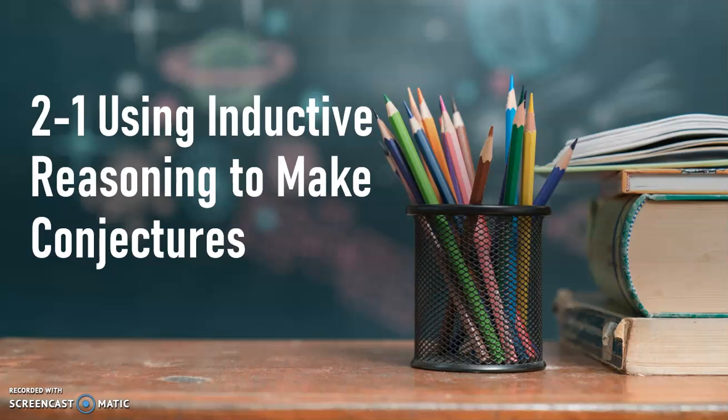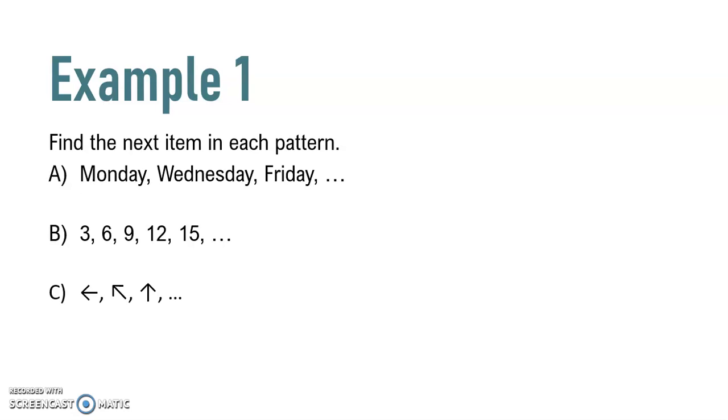But let's see. Example 1, we're asked to find the next item in each pattern. In part A, they give us Monday, Wednesday, Friday. They want you to find the next day that you should name. In part B, they give you 3, 6, 9, 12, 15. What number should be next?